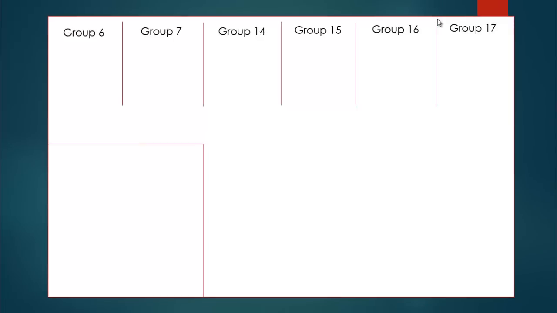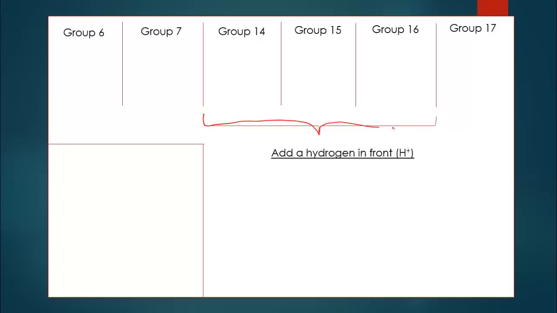Okay, next, on this part of your chart, kind of draw a little bracket of some sort. Kind of draw it around groups 14, 15 and 16 here. And we're going to call this the add a hydrogen in front. So hydrogens are the H plus ion here.